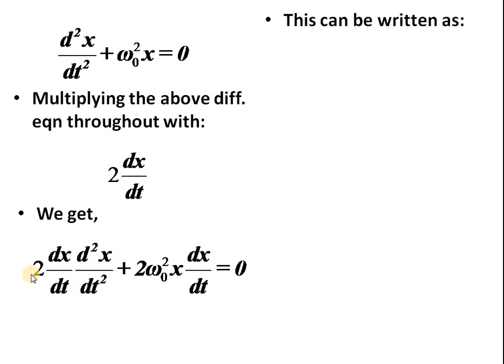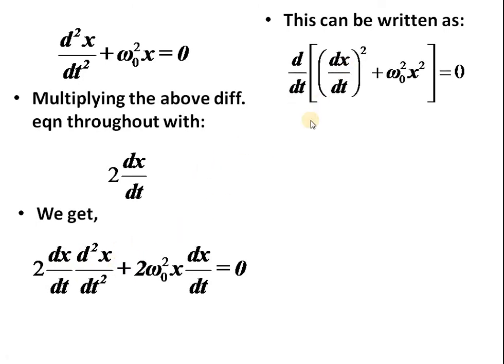Okay, so when you do like this, you can see that this can be written in a beautiful way like this. You can check back that this result is obtained by differentiating the function (dx/dt) square plus omega 0 square x square. When you differentiate this with respect to time, you will get it. Okay, this is a mathematical technique. I hope the idea is clear. We express it in a brief, compact manner.